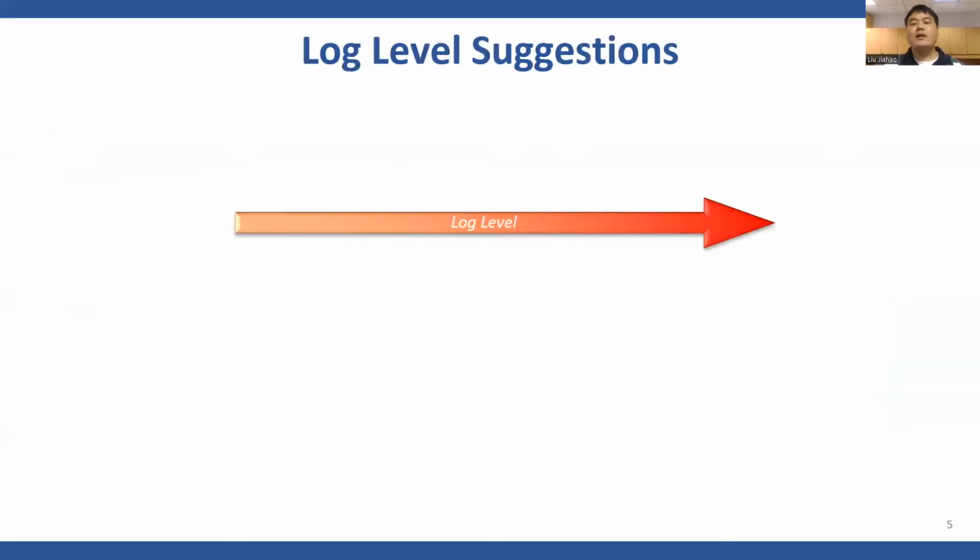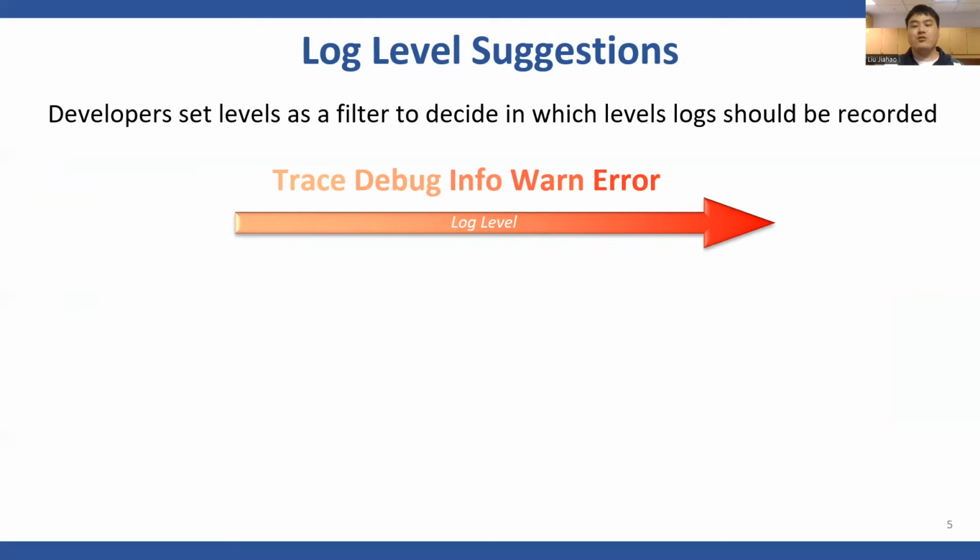There are 5 common levels for logging statements. They are trace, debug, info, warn, and error. In practice, developers can set a level for the system to decide which level's logs should be printed. For example, if we configure the level for the system as warn, the logs with lower levels, such as info, debug, will not be generated during system running.